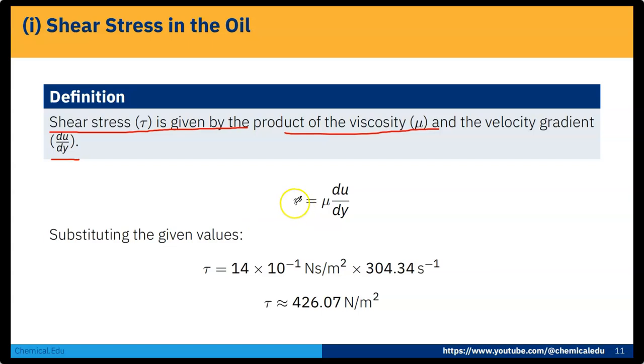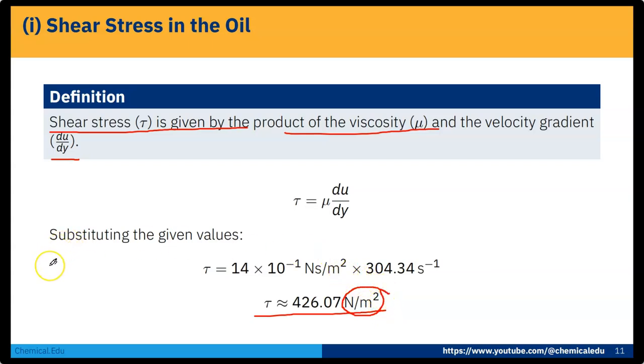Now here we know viscosity is 14 into 10 to the power minus 1 Newton second per meter square, and du by dy we already calculated, that is 304.34 second inverse. So finally, if we do the calculation, we will get the shear stress. The shear stress will be 426.07 Newton per meter square. So the shear stress unit is Newton per meter square or Pascal.